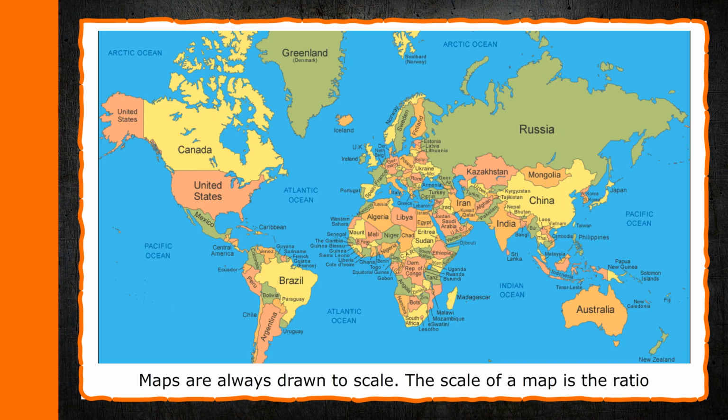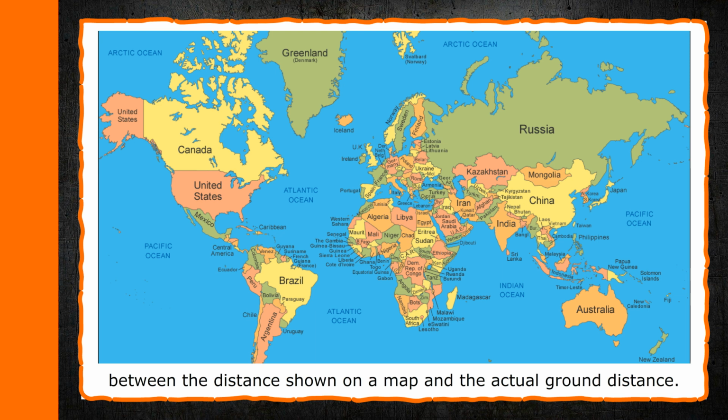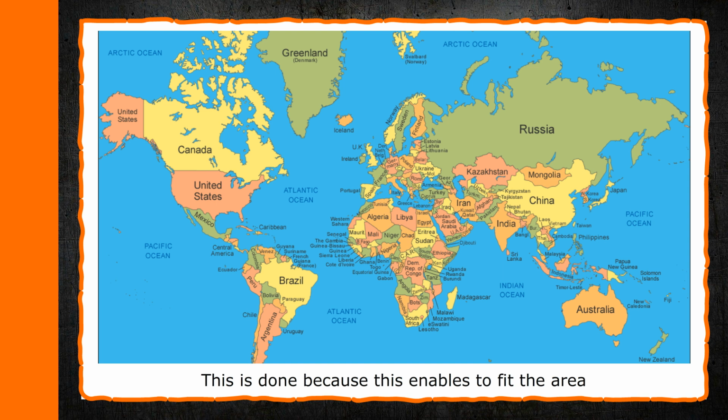Distance. Maps are always drawn to scale. The scale of a map is the ratio between the distance shown on a map and the actual ground distance. This is done because this enables us to fit the area being mapped on a sheet of paper. On the basis of scale, maps are divided into 2 categories.